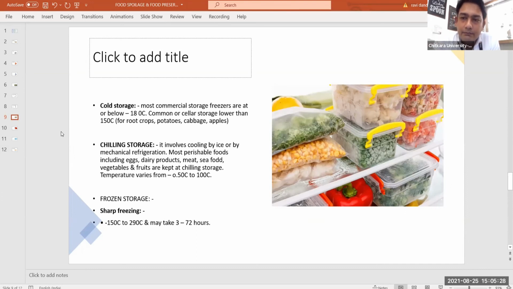They provide the temperature of below minus, that is -1 degree, 2 degree, 3 degree, and that's the requirement of a particular food product. Sharp freezing, also known as blanch freezing, kills most of the microorganisms. And one method is pasteurization.